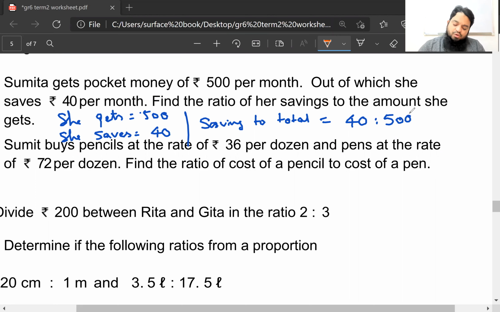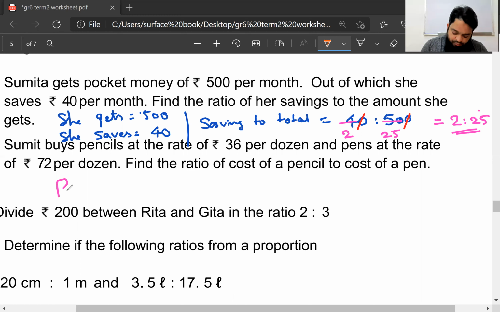And you already know, we have already done it. Tens and tens get cancelled. There is nothing to cancel now, but we have a common factor. 2 2s are 4, 2 25s are 50. So what is the ratio? 2 is to 25. So if she is getting a total of 25 parts, she is saving 2 parts. Understood?